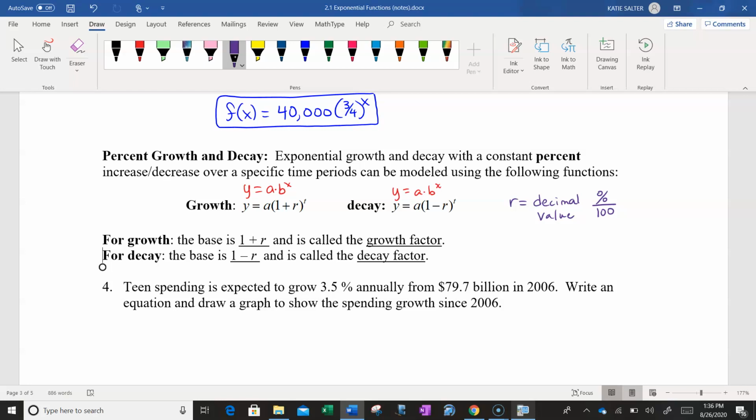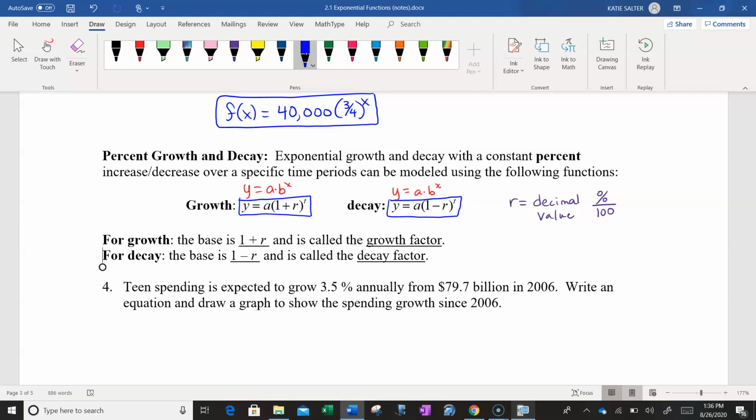All right, so let's look at some problems. By the way, you definitely need to learn these formulas. They are extremely important, and they are not given to you on assessments. We did these back in Math 1 too. You just have to learn that anytime it grows or decays by a percent, you do that 1 plus r or 1 minus r to get your base.